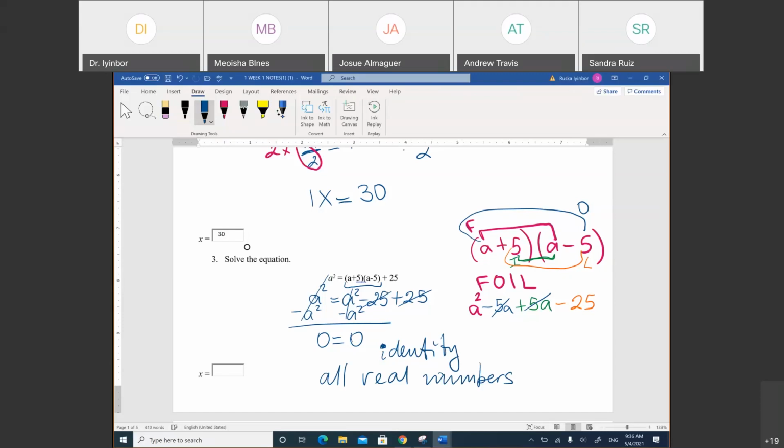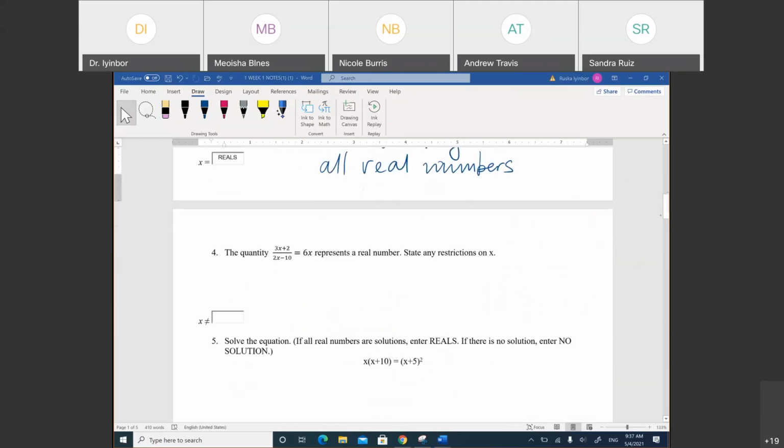So all real numbers are solutions. And here you're just going to type, that's what WebAssign asks you to do. You're going to type "reals" like that. Okay? Any questions? When it's an identity, that's the only time it's reals. Everybody understand that? Okay, going to number 4.